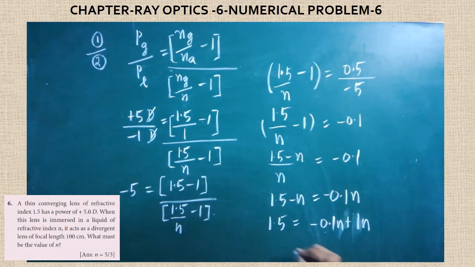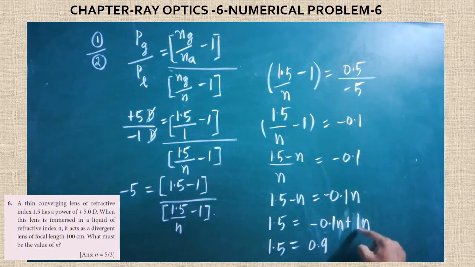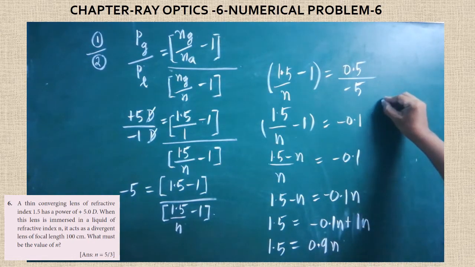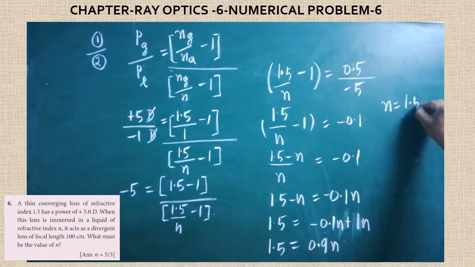Make a note. 1.5 is equal to 1N minus 0.1N, how much? 0.9. 1 minus 0.1 is 0.9, so 0.9 N can be written. So here N should be found out. How will you find out N? N is equal to 1.5 divided by 0.9 should be written.